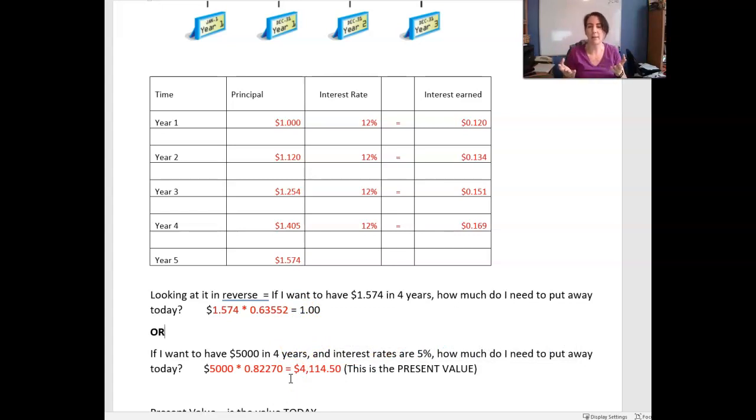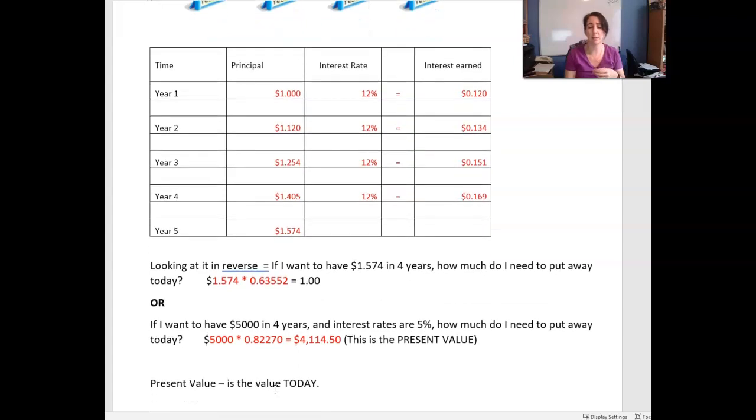Let's say you're putting the money in a bank in a CD. That's totally safe, right? And you're earning 5%. You're going to put away $4,114.50, and at the end of 4 years, you will have your $5,000. That's where this comes into play. Think about it. If you can start planning your future expenses, right? I know that I want to go to college. I know that I want to put away so much money. How much do I need to put away today to earn that interest and get it back later, the dollar amount that I want? Okay, so hopefully you see where that present value comes into play.